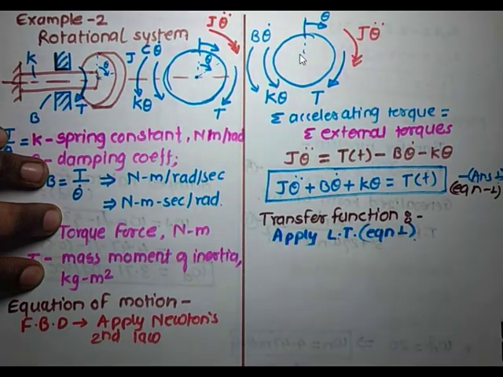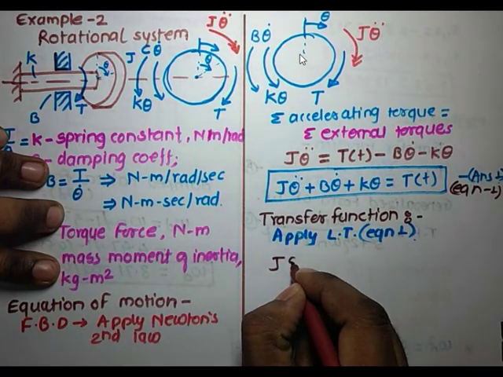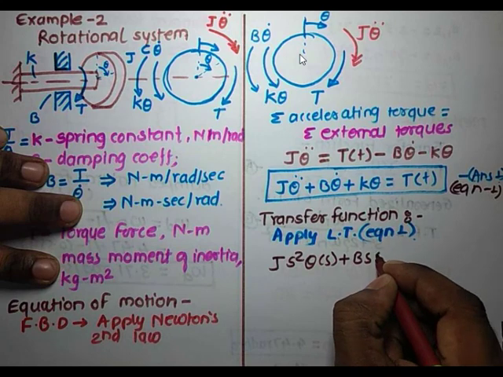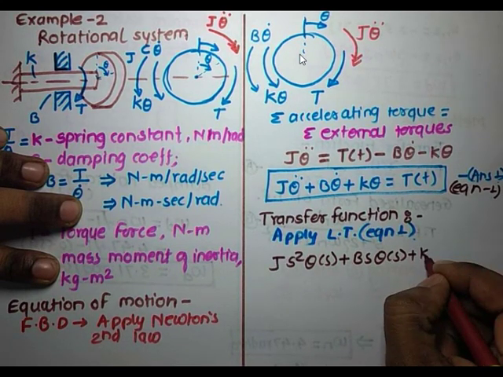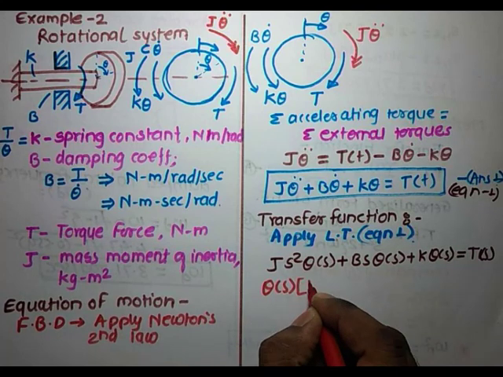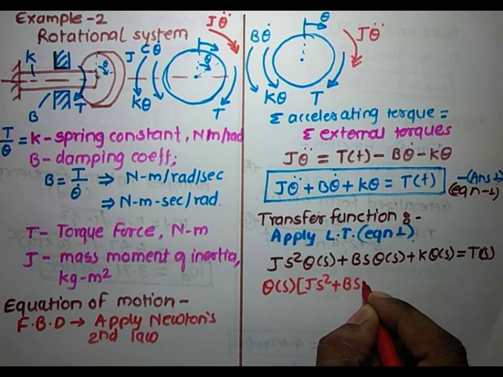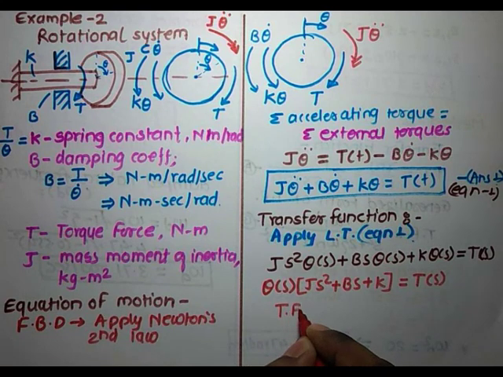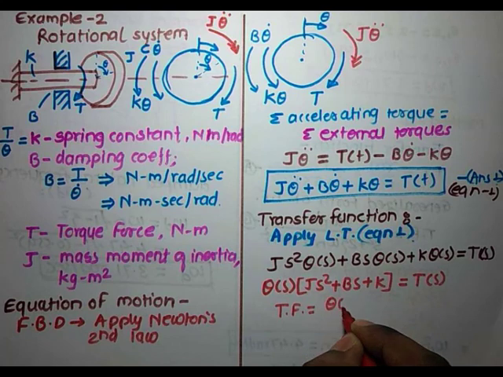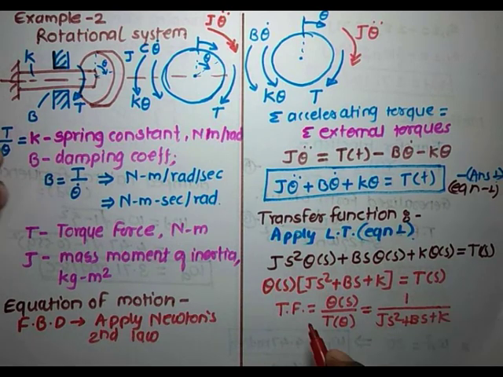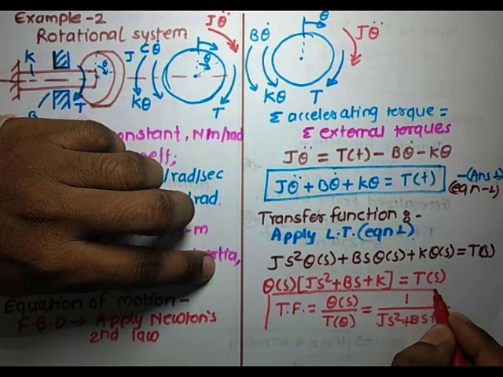Let us apply the Laplace transform to equation number 1. We get J into S square theta of S plus B into S theta of S plus K into theta of S is equal to torque of S. Taking theta of S common, we have theta of S in a bracket J S square plus B S plus K, equal to T of S. We know the transfer function is the ratio of output to input. Here the output is theta of S, the response of the system, and the input is the applied torque T of S, so it is equal to 1 upon J S square plus B S plus K. This is the transfer function of the given second order mechanical system.